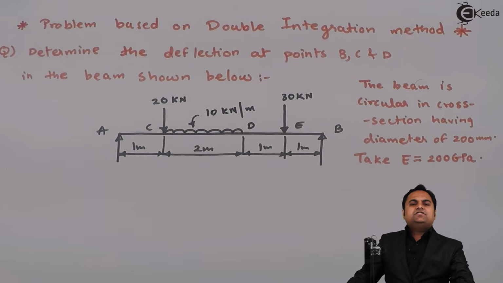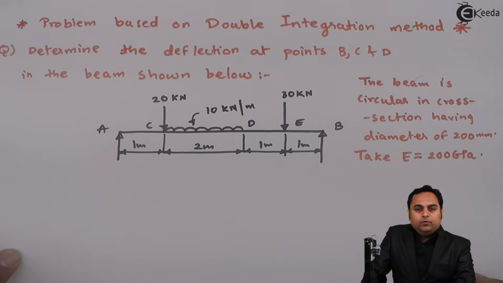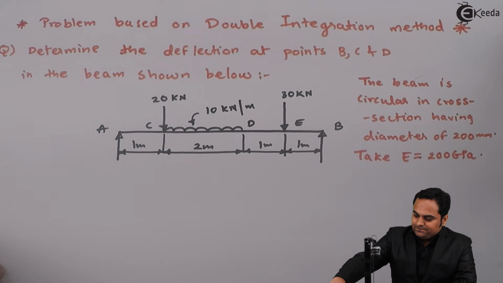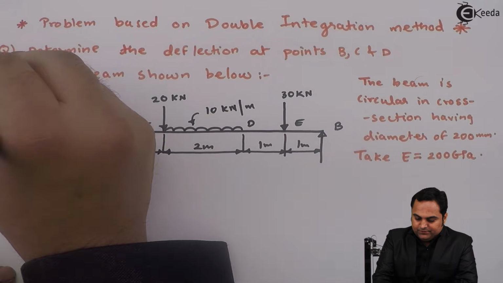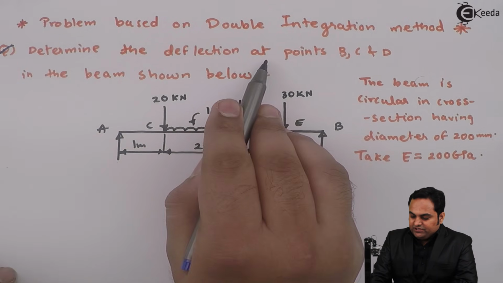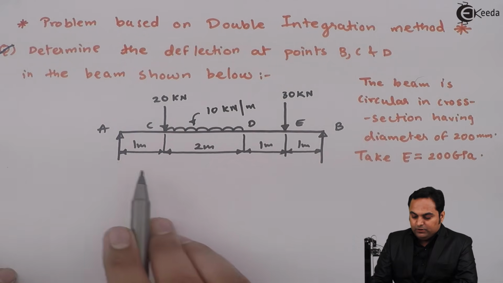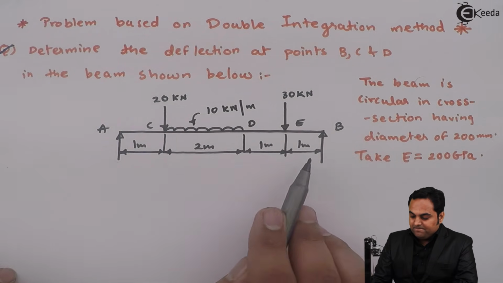Hello friends, here in this video we will see a problem on double integration method. Here is the question. Determine the deflection at points B, C and D in the beam as shown below. Here the figure is given.